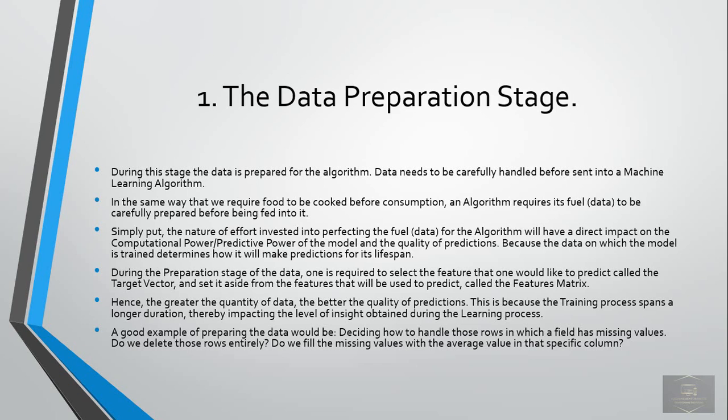During the preparation stage of the data, one is required to select the feature that they would like to predict, called the target vector, and set it aside from the features that will be used to predict, called the features matrix. Hence, the greater the quantity of data, the better the quality of predictions. This is because the training process spans a longer duration, thereby impacting the level of insight obtained during the learning process. A good example of preparing the data would be deciding how to handle those rows in which a field has missing values. Do we delete those rows entirely? Do we fill the missing values with the average value in that specific column?